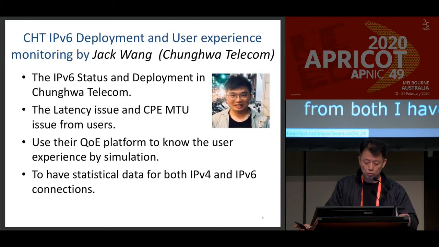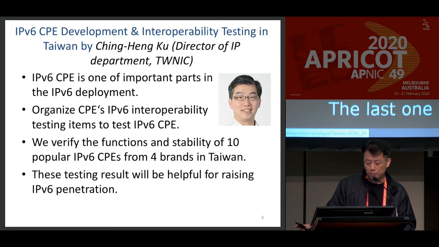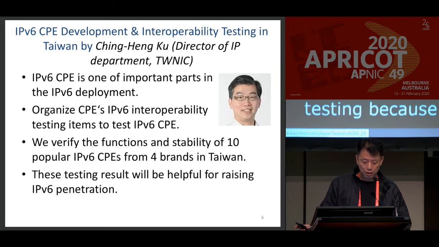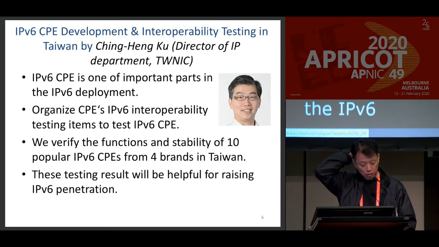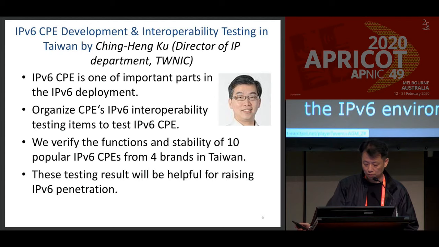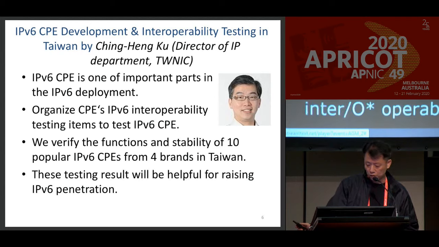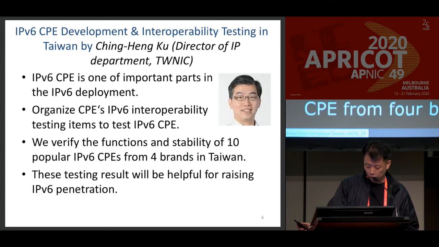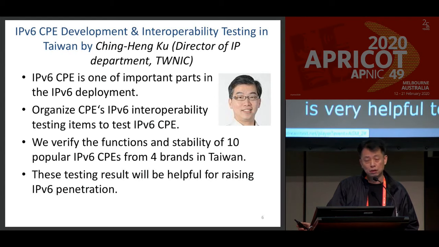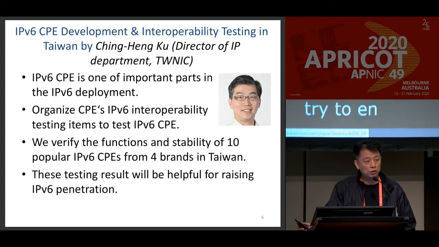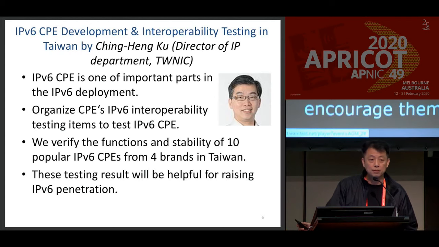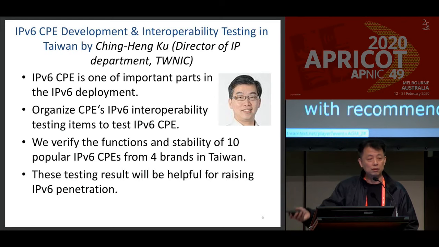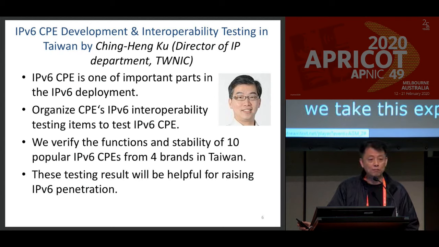The last one was by Gu Jinghan from TWNIC, who introduced CPE development and interoperability testing. Because CPE is one of the important parts of the IPv6 environment, we organized CPE IPv6 interoperability testing items to test IPv6 CPE, and verified the function and stability of 10 popular IPv6 CPE from 4 brands in Taiwan. The testing result is very helpful for raising IPv6 penetration, and we try to encourage manufacturers to adopt IPv6 capability. Also, with the recommendation by Geoff, who insists that we should support IPv6-only products, we take this as experience and try to talk to our manufacturers about how they can launch IPv6-only products.